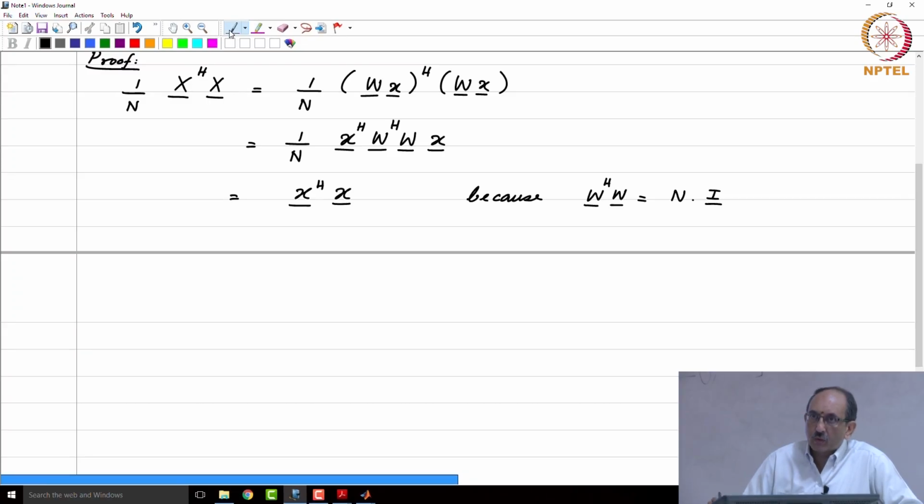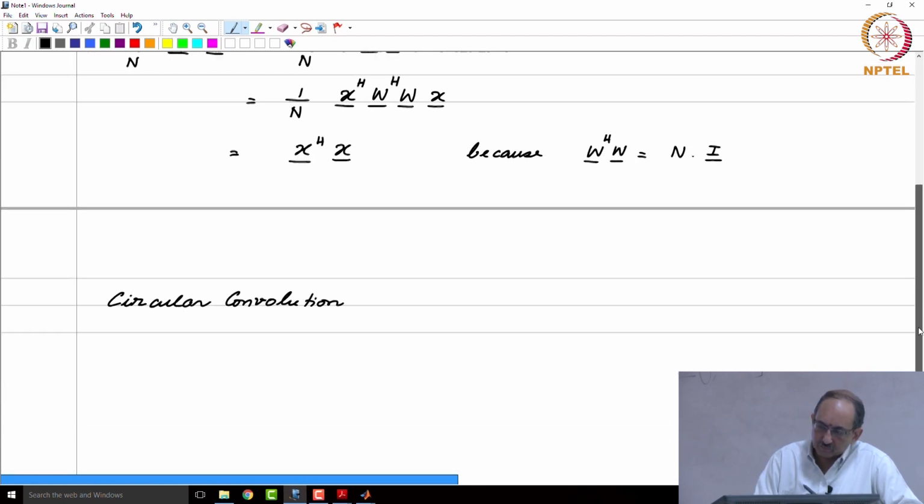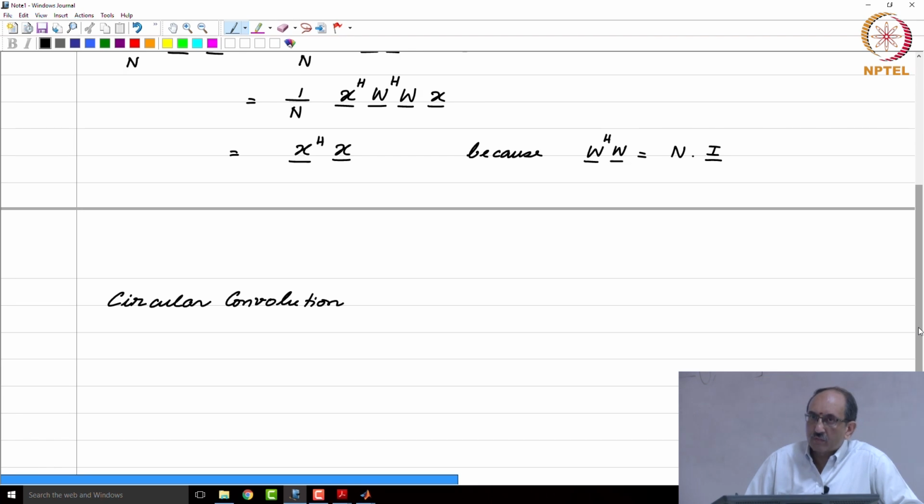Now let us look at circular convolution. If you recall, our first mention of circular convolution happened in the context of the properties of the DTFT. We made the remark that if you have a sequence x of n times y of n, then the transform was convolution. If you multiply in the time domain, you convolve in the frequency domain.